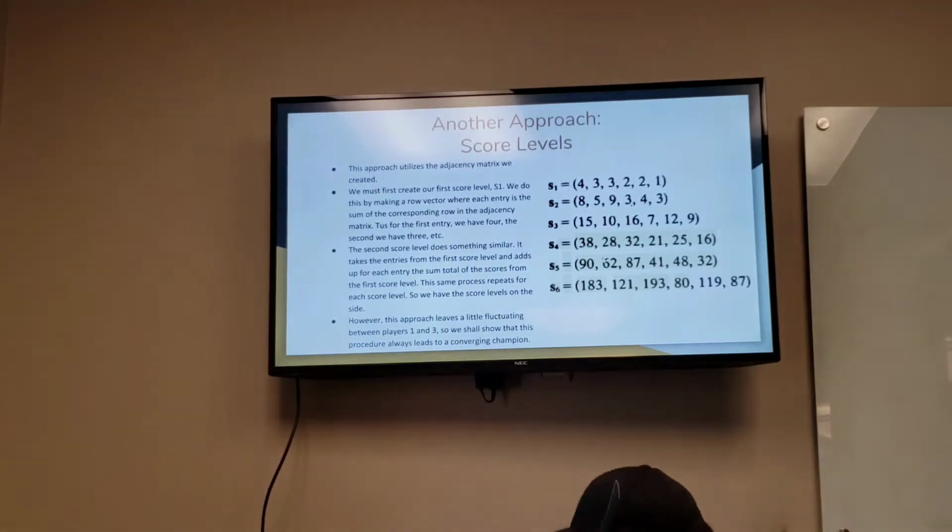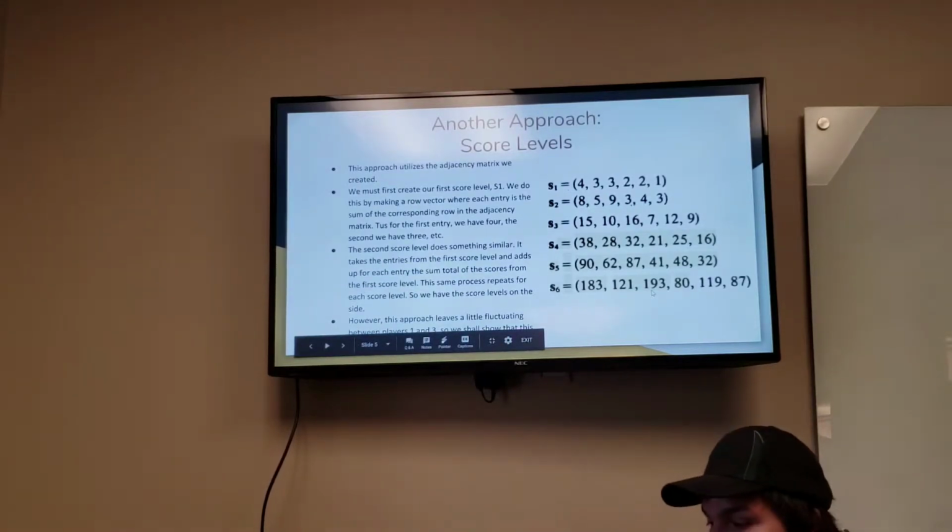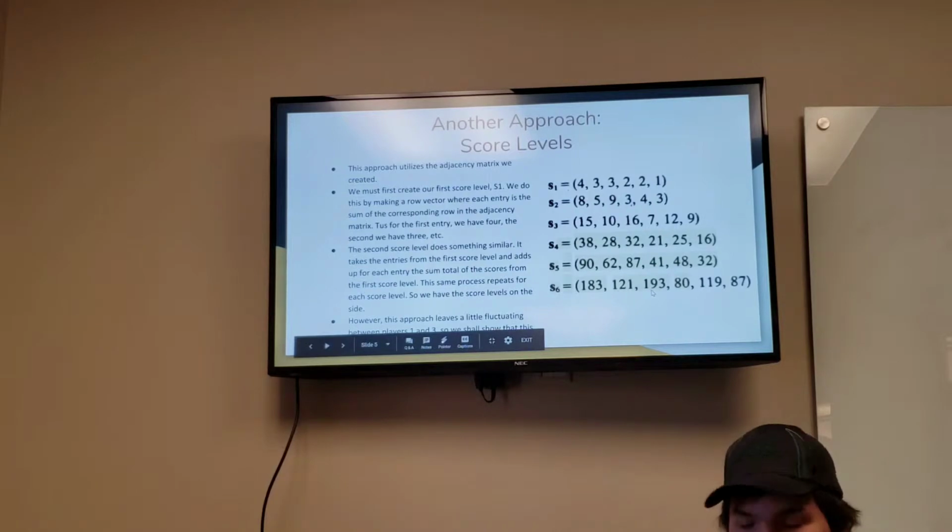Just like that. The problem is that once you do this, you'll see there's a lot of fluctuation between who the winner is between numbers 1 and number 3. So as a result, we have to use the following 2 theorems.